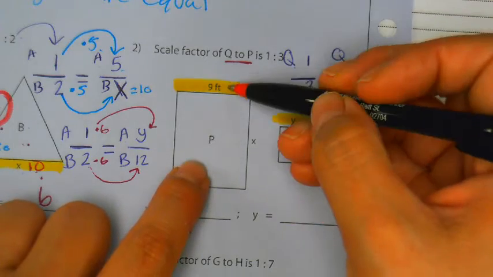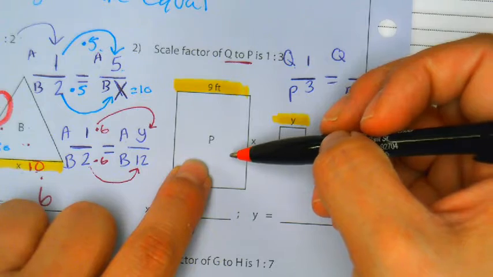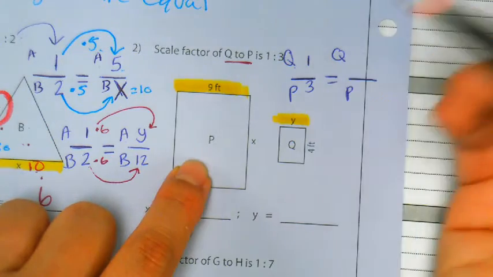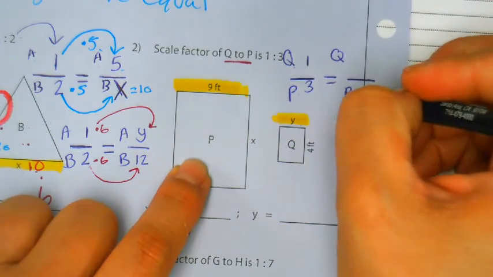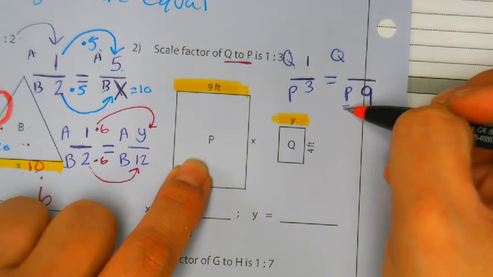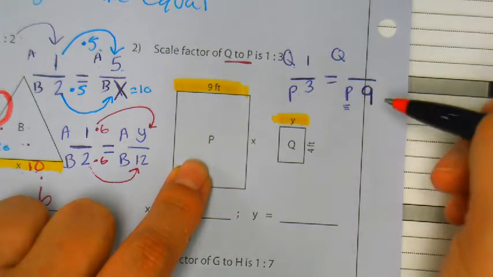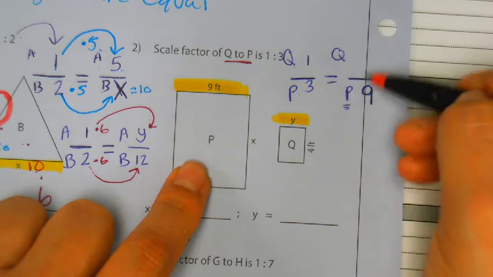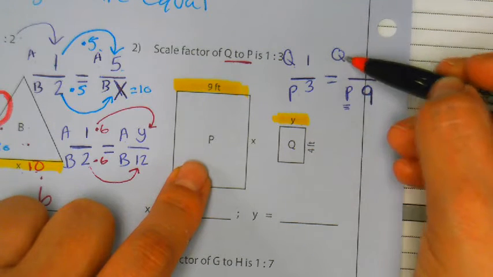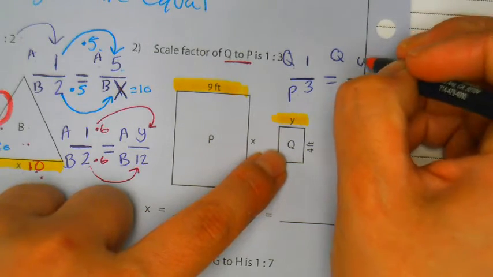Where is the 9 coming from? P. But what did Miss O'Malley do without thinking? She put it on the top, right? So we've got to just go slow. The 9 goes on the bottom because it goes with the P. This is why I tell you to show your work and label. You'll catch your mistake if you put it on the top and go, wait, 9 doesn't go with Q. What goes with Q? Y.